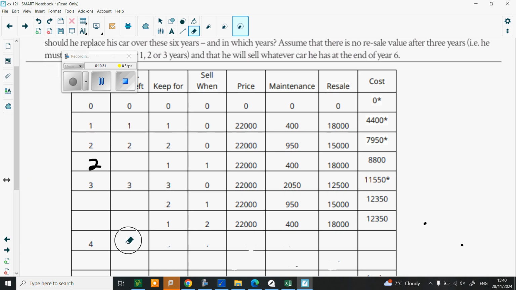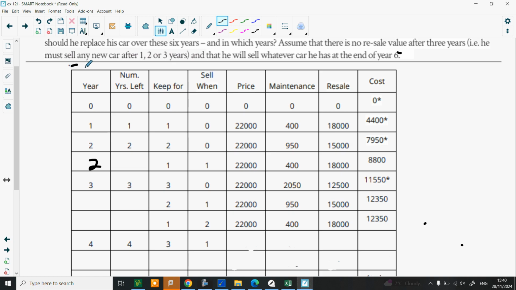Now we're on to 4, year 4. 4 years left. Keep for 3, sell for 1, yeah? Huh? Oh, why is it not 0, 4? You're not allowed to keep it for 4 years. See here? Sorry, the recorder's in the way.